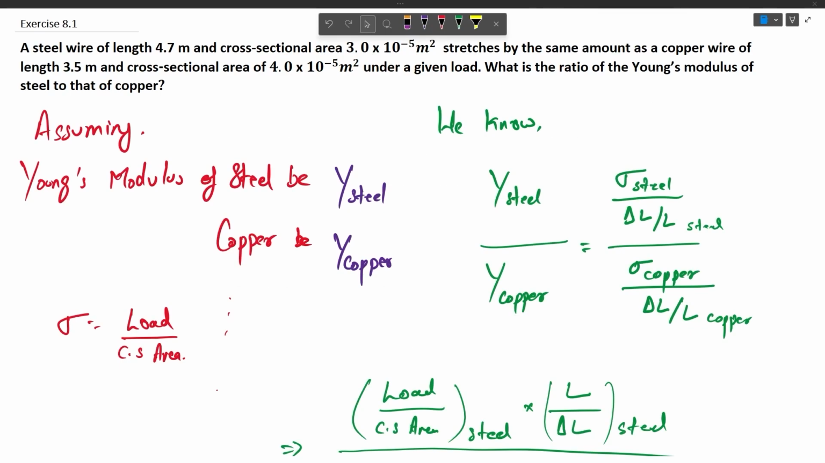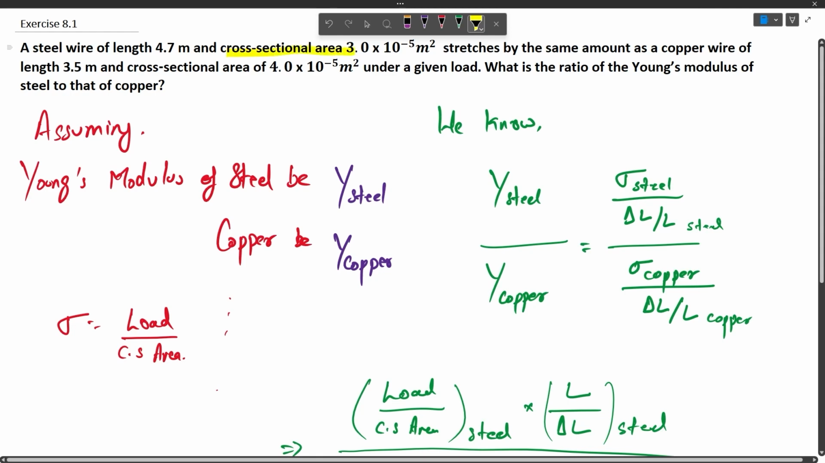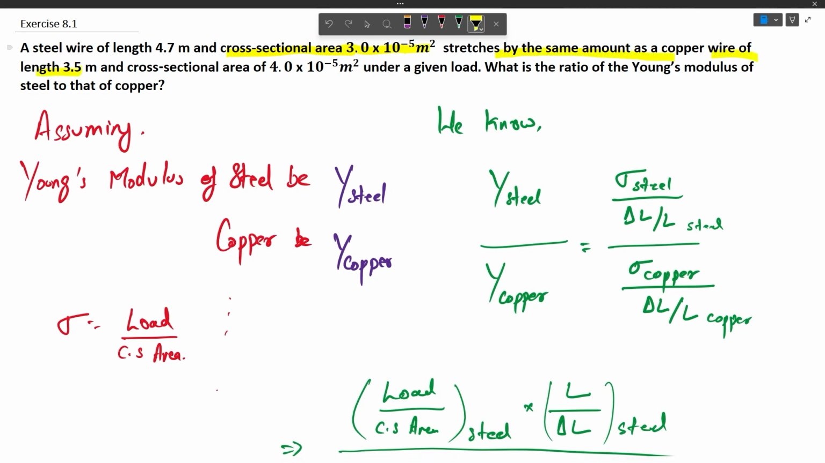The question says that a steel wire of length 4.7 meter and cross section area of 3 into 10 raised to the power minus 5 meter square stretches by the same amount as a copper wire of length 3.5 meter and cross section area of 4.0 into 10 raised to the power minus 5 meter square under a given load. What is the ratio of Young modulus of steel to that of copper?